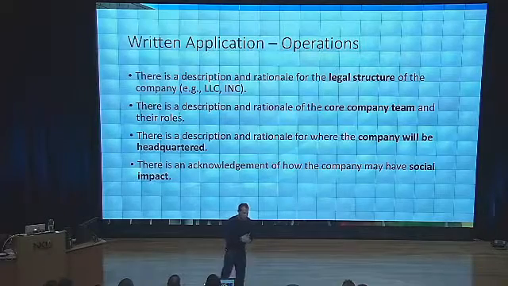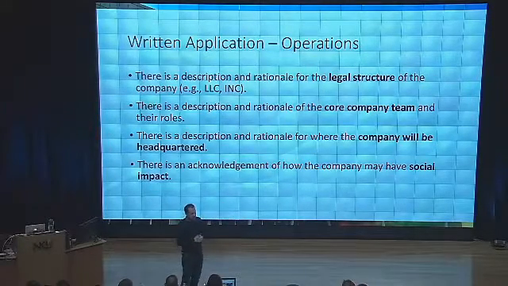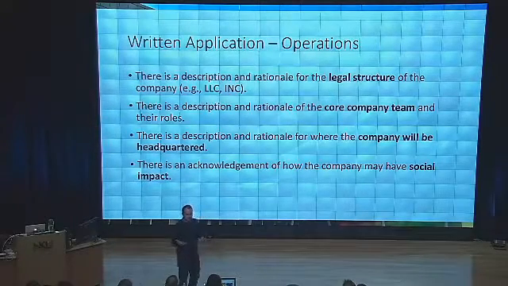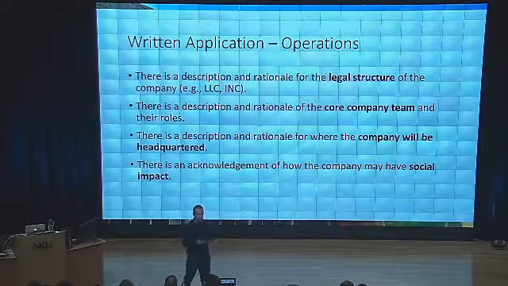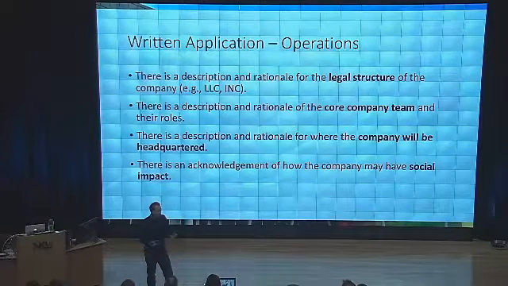There's a description and rationale of the core company team and their roles. Everything about an early stage business is about the team. Make sure that the team understands what roles they play. Don't just say they're founder number one, founder number two. Have some understanding of their skill sets and say who should be the CEO, who should be the CMO, marketing officer, CTO, because they're a technical person.